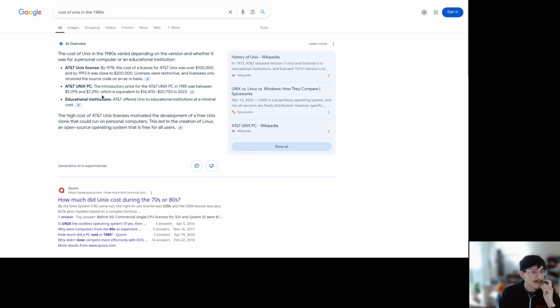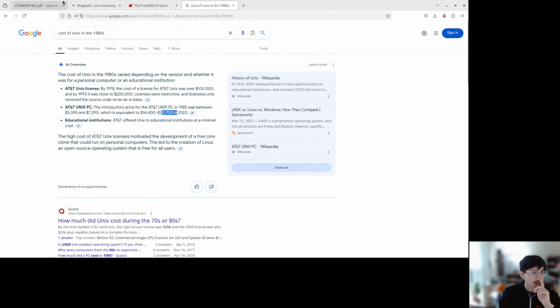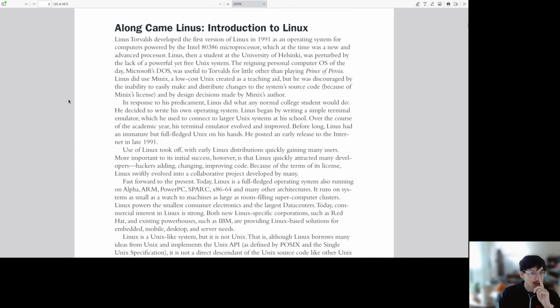Wow. Okay, so education was anywhere between $5,000 to $7,000. Okay, which is now equivalent to 14 to 20,000 in 2023. Okay, so some background here is that Unix was very expensive for a single license. And this is kind of like the hint of why, or at least the motivation as to why Linux was created. Because Linus needed an operating system that was competent but couldn't afford Unix.